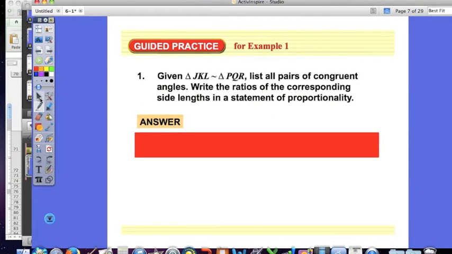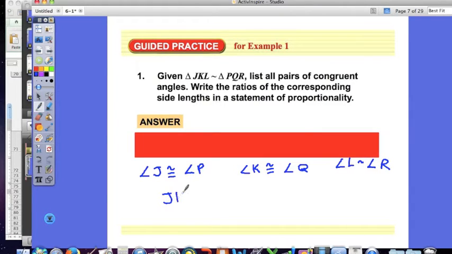So let's try and see the practice questions here. If you're given triangle JKL, remember this symbol means similar. List all pairs of congruent angles. Write the ratios of the corresponding side lengths in a statement of proportionality. So that means angle J is going to be congruent to angle P. Angle K is going to be congruent to angle Q. Angle L is going to be congruent to angle R.